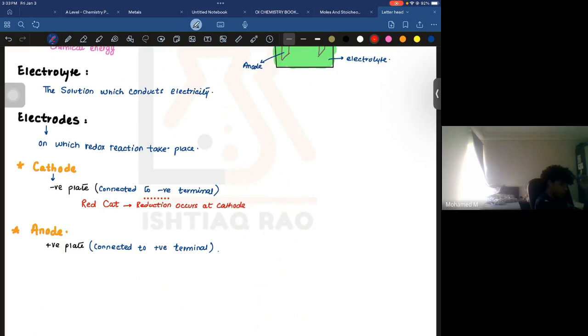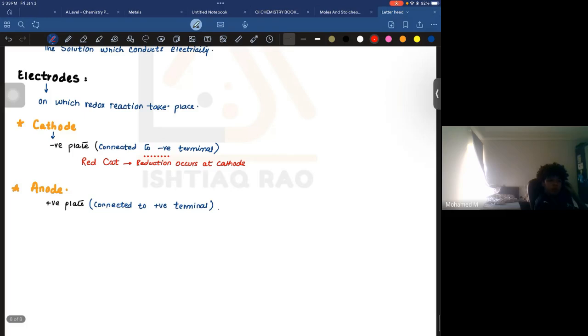Reduction occurs at the cathode. Oxidation occurs at the anode.